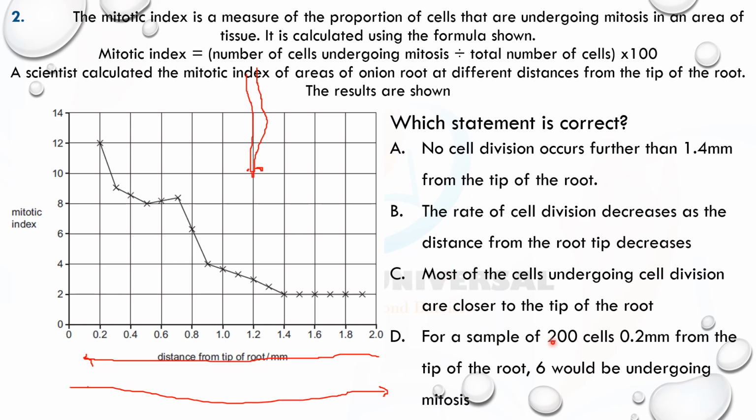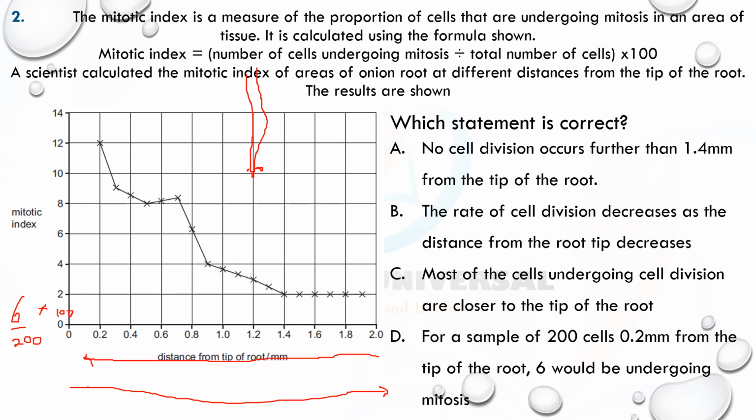This is for a sample of 200 cells, 0.2 millimeters from the tip of the root. 6 will be undergoing mitosis, but that's not correct. Let's find out. They say 6 out of 200 are undergoing mitosis, or cell division. Multiply whatever you have here by 100. You see that it will give you 3. Try it. It will give you 3.